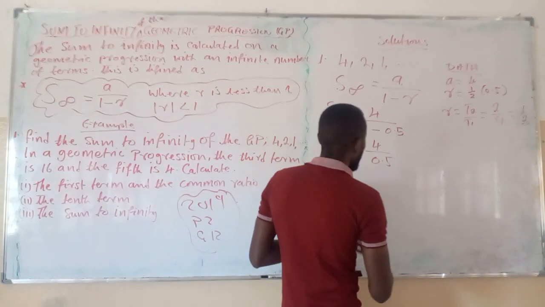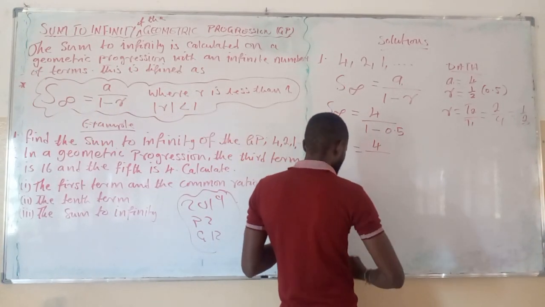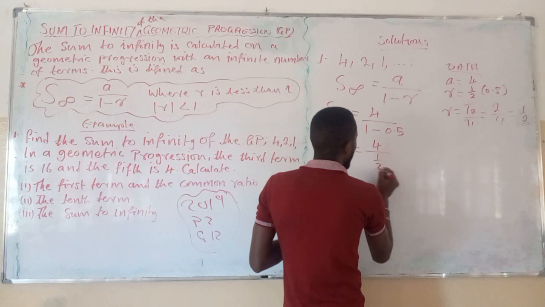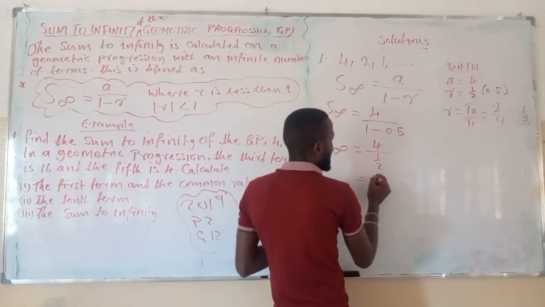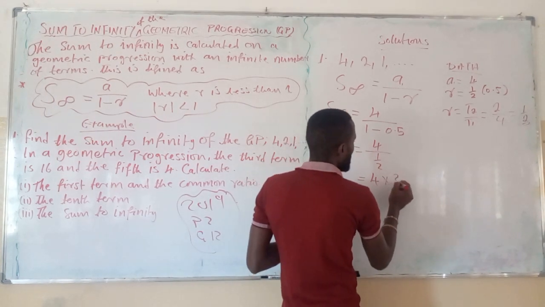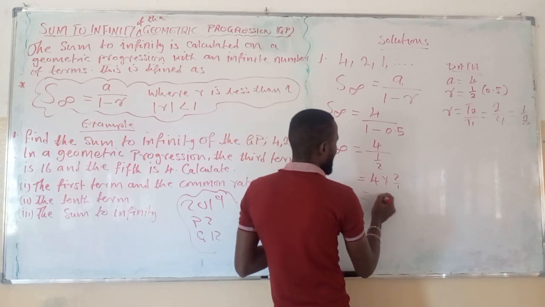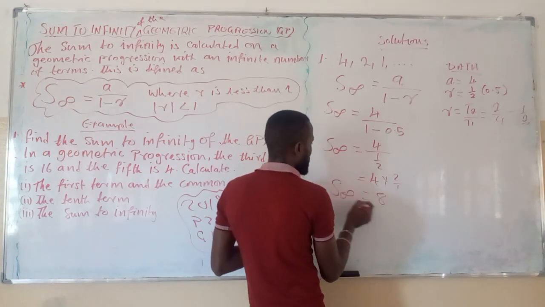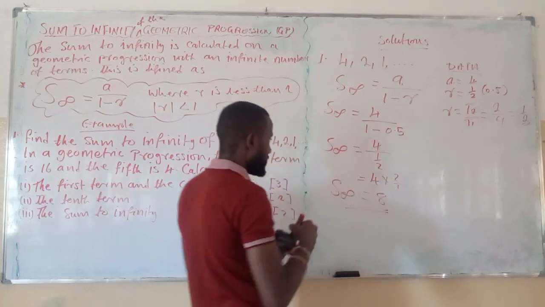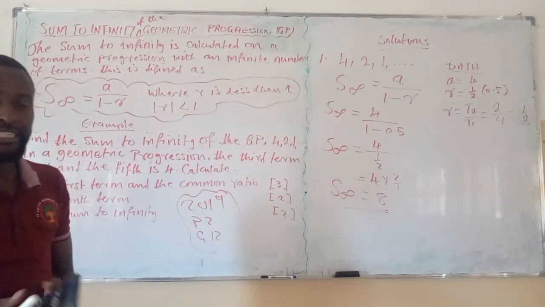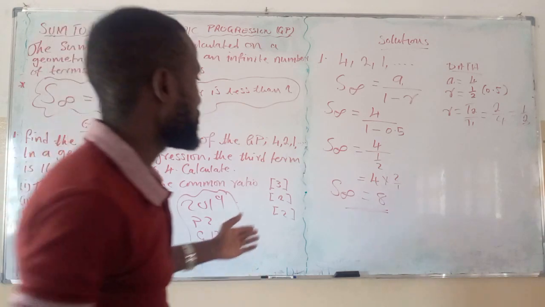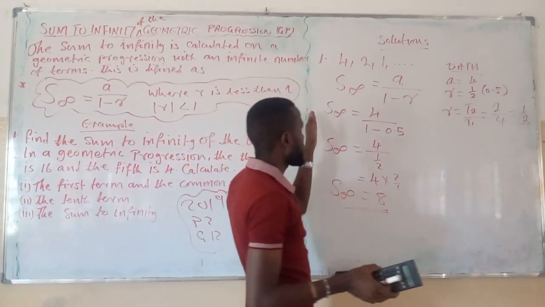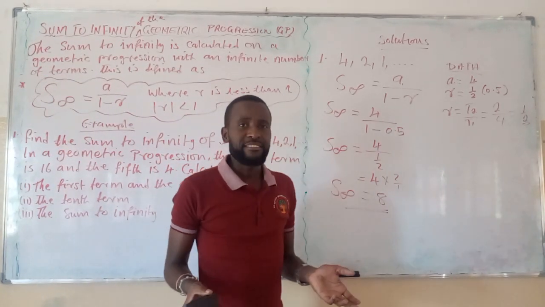Or if you want, you can now write it in this manner and just say 1 over 2. So this one now, we work it out as 4 multiplied by 2 over 1. Our final answer will be 8. So sum to infinity is equal to 8. So sum to infinity for this first part, it will be 8. You have found your sum to infinity using this formula. And you are done. Simple.